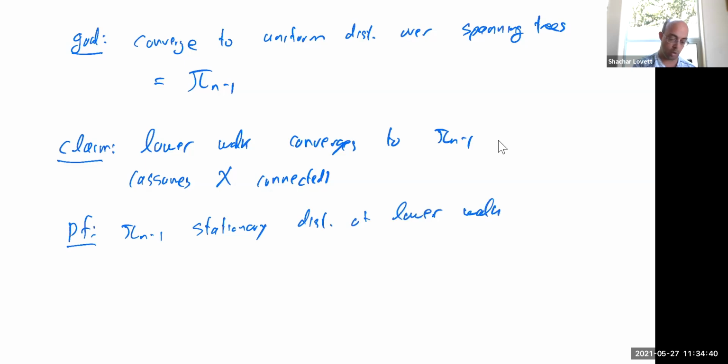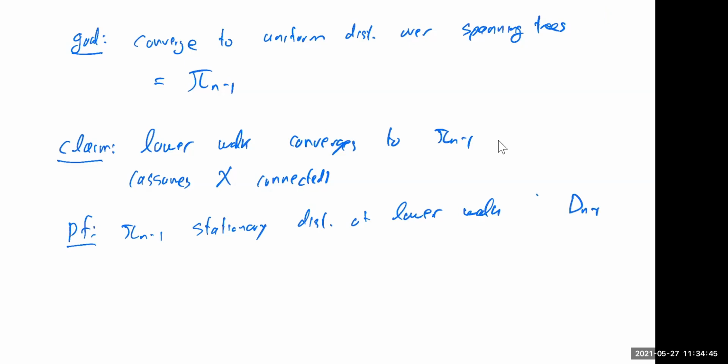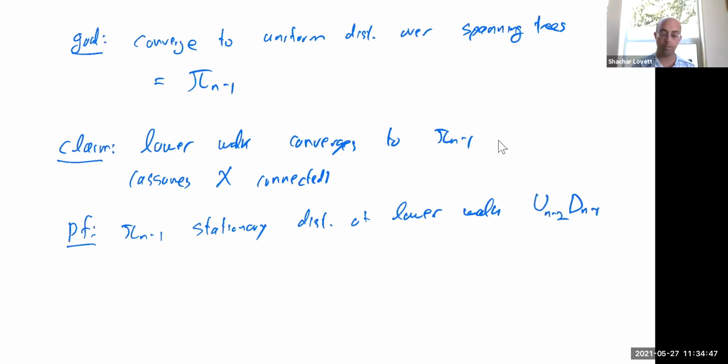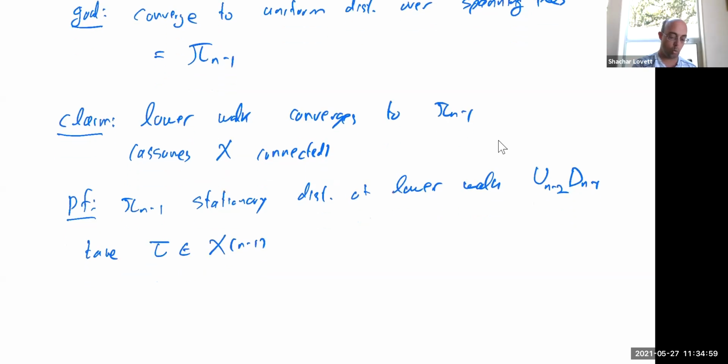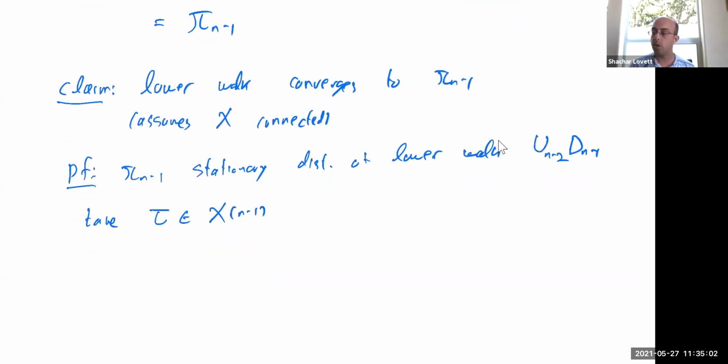which I can just remind you is: you were at level n minus 1, so we go down to n minus 2, and this is a lower walk. And why is this the case? Well, let's see. So let's take some face tau in X n minus 1, and let's ask what's the probability. So we start by sampling a face based on pi n minus 1, and we take a single step. What's the probability that we're going to see tau after one step?